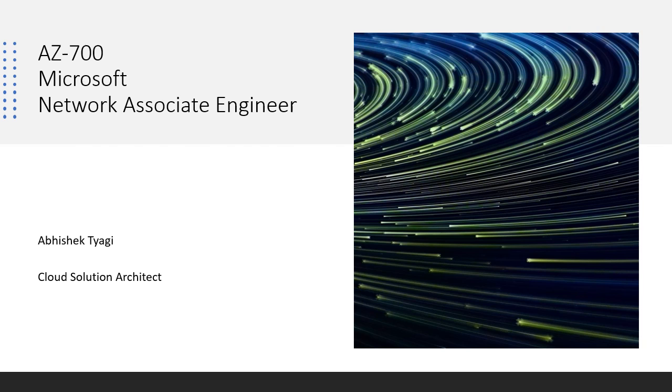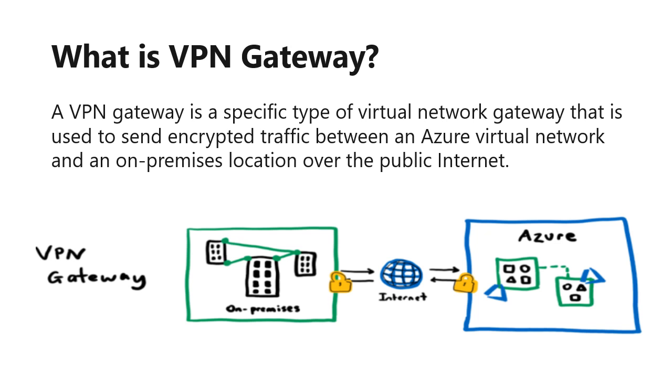So here we are going to learn what is VPN Gateway. Using VPN Gateway, suppose you have your on-premises site and your Azure virtual network, you can connect those sites using a virtual private gateway, and by using that connection, traffic will flow over an encrypted connection over the internet.